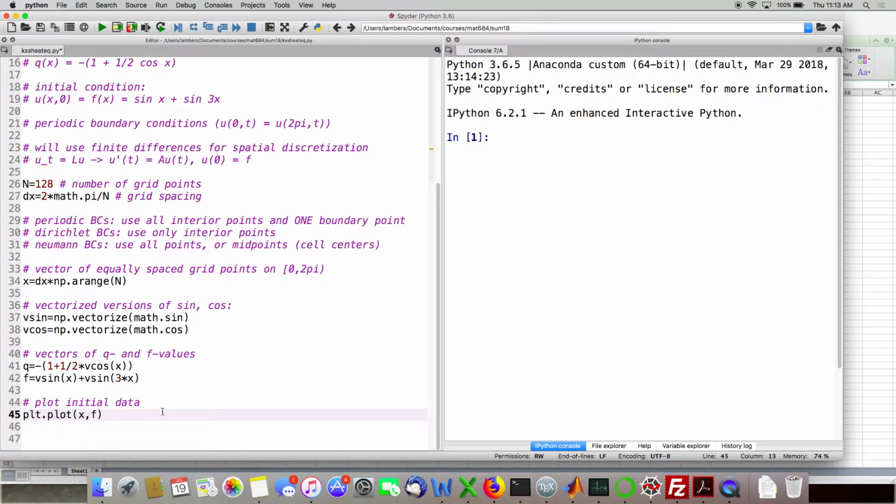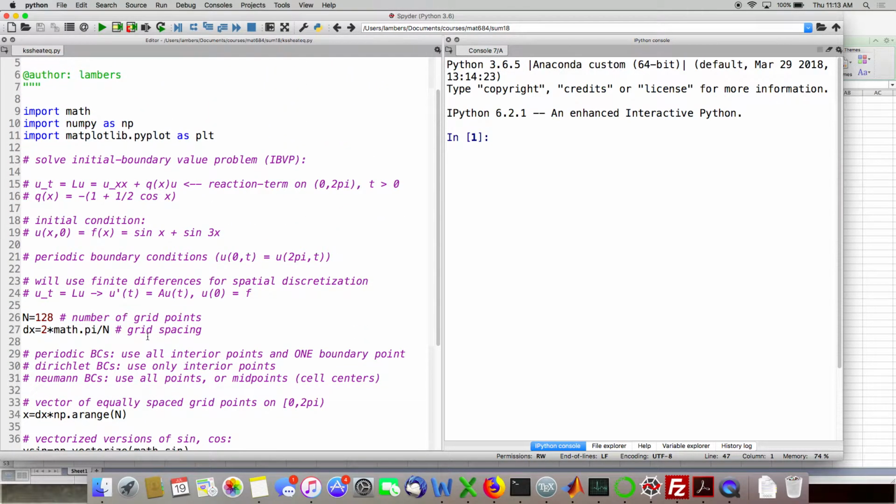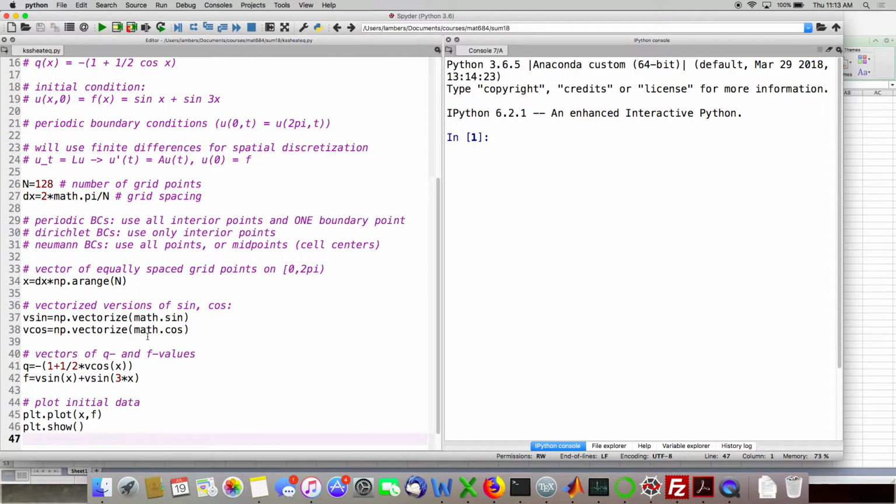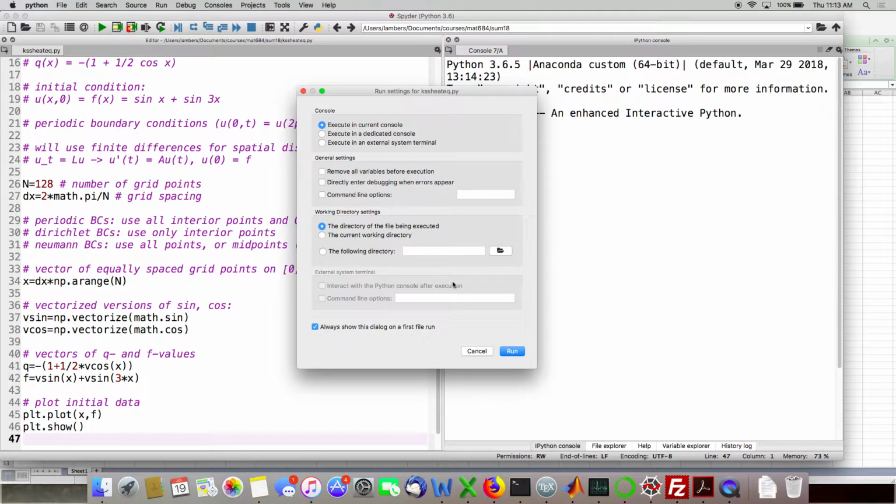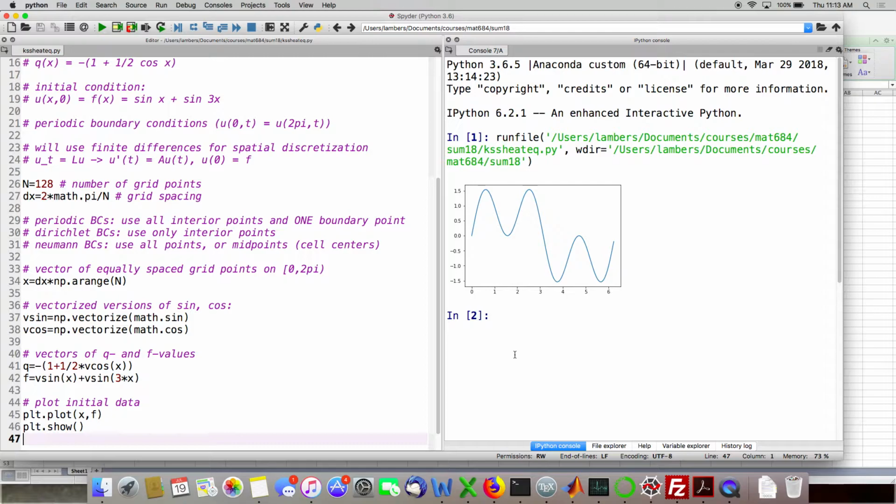And I want to plot the values of f against x. Let's see. Well, yeah, this code is runnable. Okay, so this is what my initial data looks like. It's kind of freaky, actually, because of overlaying sine x with sine 3x. It gives us this oscillation in here.